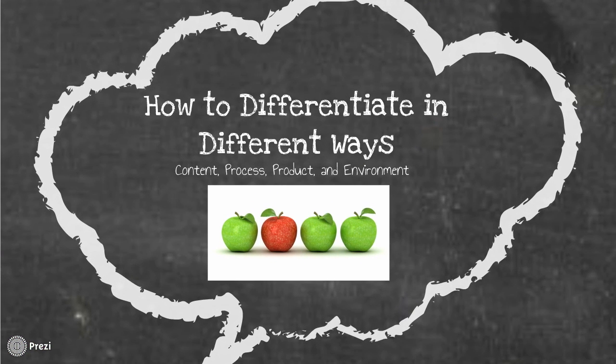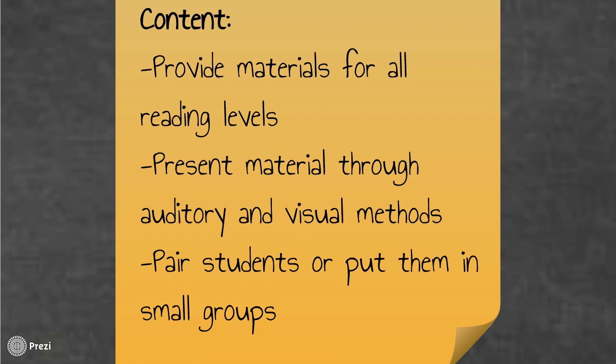Next, we're going to be talking about how to differentiate in different ways. This includes content, process, product, and the learning environment. The first we're going to look at is content. This is what the student needs to learn or how the student will get access to information. Examples of this include providing reading materials for all reading levels, including access to text materials on tape, presenting material in auditory as well as visual terms, and pairing students or using small group dynamics.